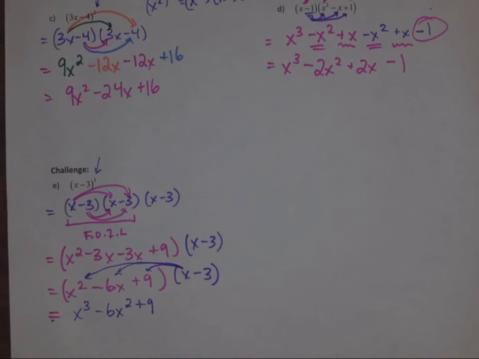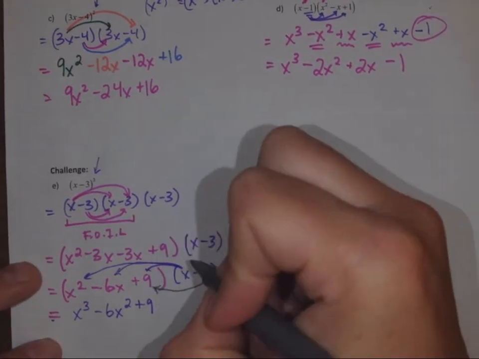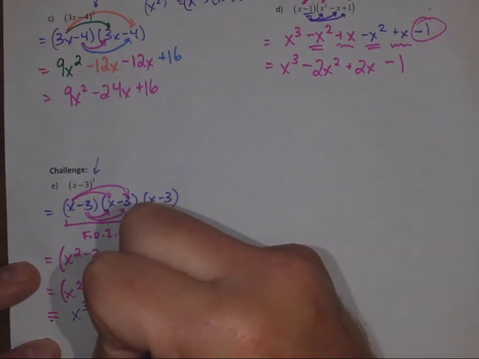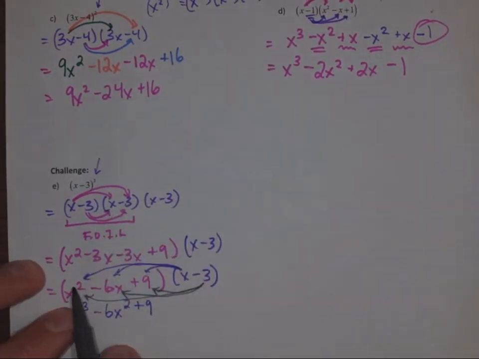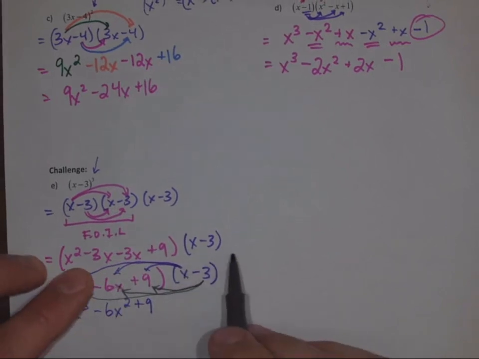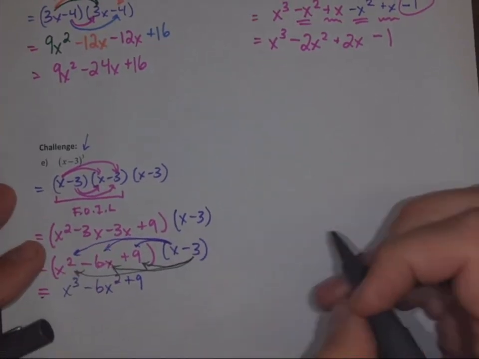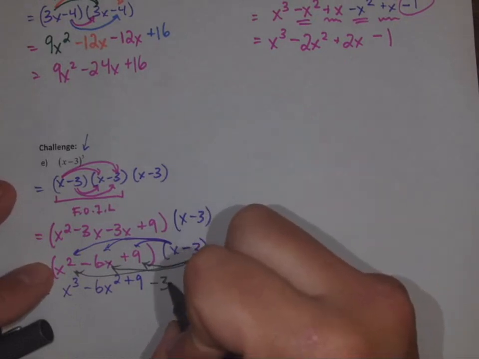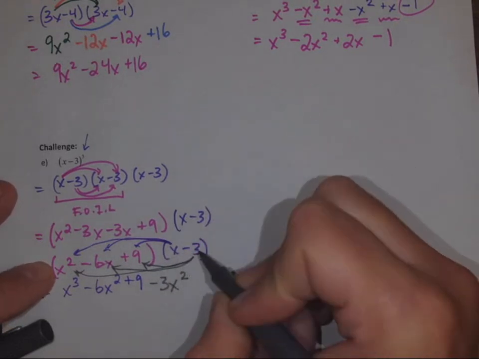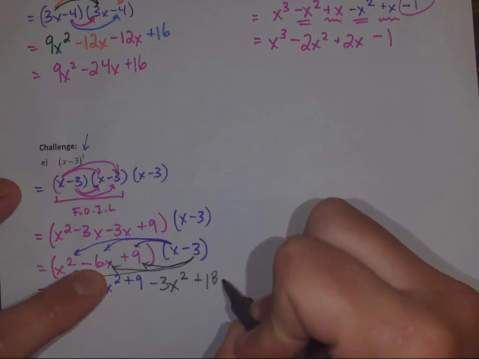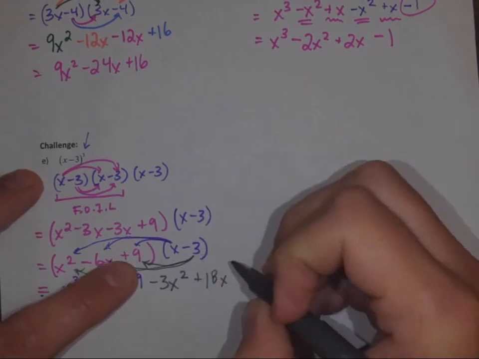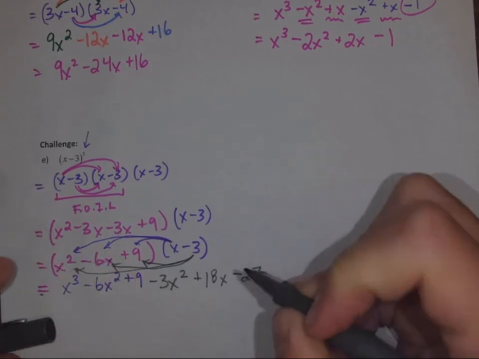And then I'm going to continue, running out of colors. Let's use gray. Then I'm going to take negative 3 times every term in the first bracket. Or if I work the other way, this times both, this times both, this times both. So negative 3 times x squared, negative 3x squared. Negative 3 times negative 6 is going to be positive 18, and there's an x, so 18x. Negative 3 times 9, negative 27.